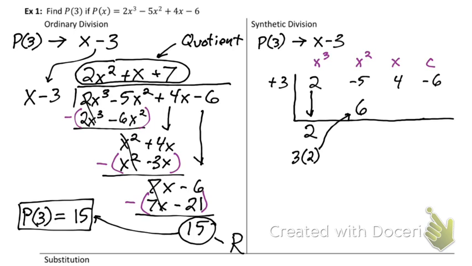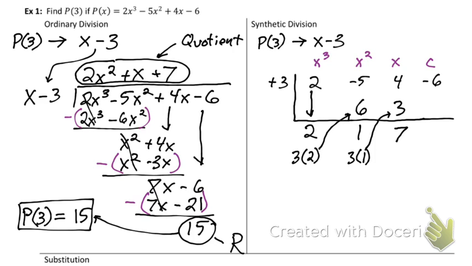Now we're going to combine those two values. So I have negative 5 and a positive 6. Negative 5 plus 6 is plus 1. So we have a 1 there. Now we go back to this 3, multiply it by this 1, and put that result right there. 3 times 1 is 3. Positive 4, positive 3, that's going to give me 7.